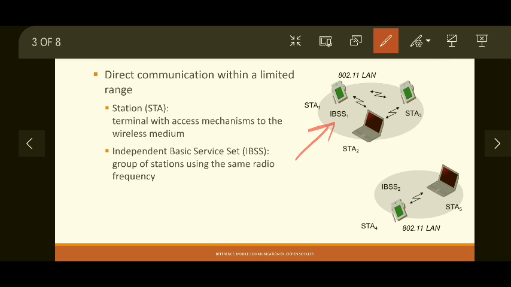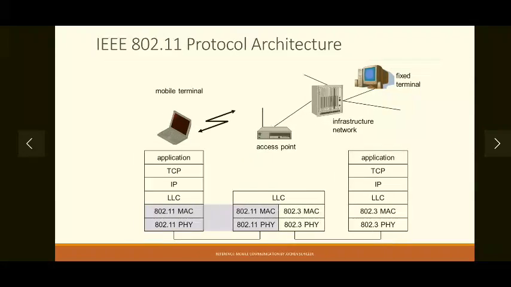So they are not standardized as a separate unit because all the nodes within the independent basic service set should follow the same routing protocols in order to make communication possible. So they need not be standardized. Everyone can mutually agree with each other that they will use certain protocols and they can communicate. Okay, so standardization of protocols is made for infrastructure networks. So that's what we are going to see.